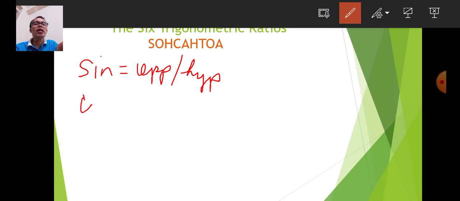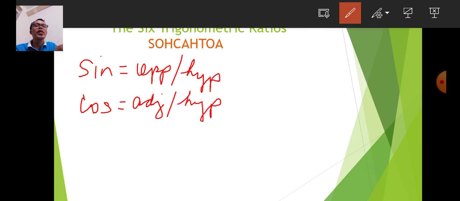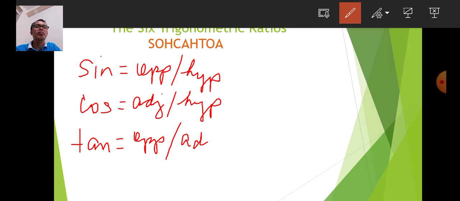Cosine is equal to adjacent over hypotenuse, where A is adjacent and H is hypotenuse. And TOA: T is tangent, O is opposite, and A is adjacent. The remaining three, to make it six, are simply the reciprocals of the first three.